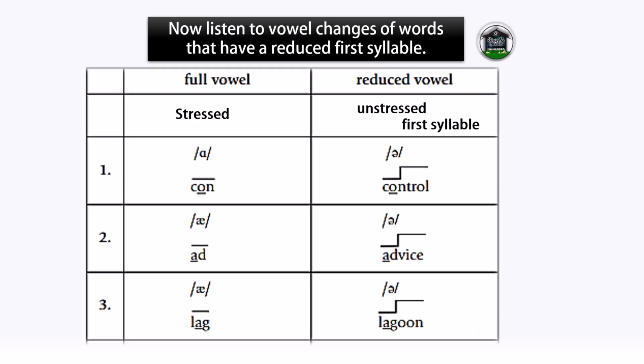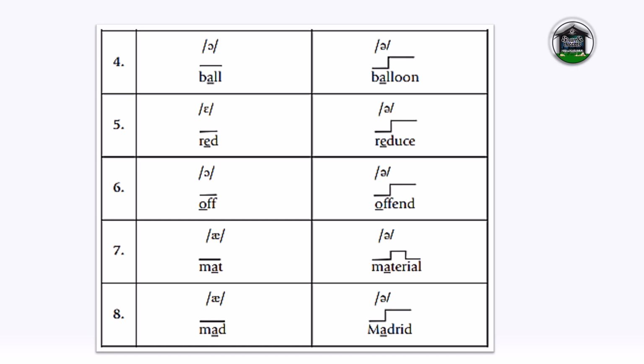Now, listen to vowel changes of words that have the reduced first syllable. Control, add, advice, lag, lagoon, ball, balloon, red, reduce, off, offend, mat, material, mad, Madrid.